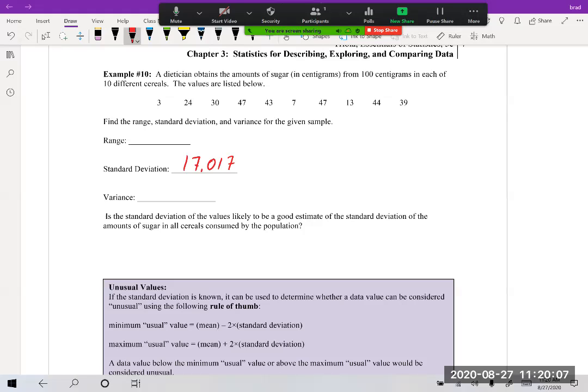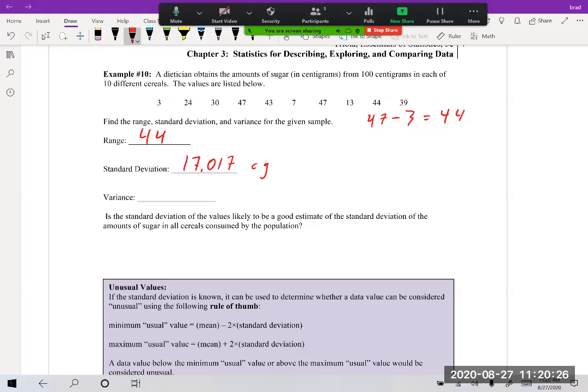And let's see here, it says the range. Well, we know the range: you take the biggest value minus the smallest value. So we're going to take the biggest, which is 47, minus the smallest, which is 3, and we should get 44. So our range is 44. And this is centigrams of sugar.